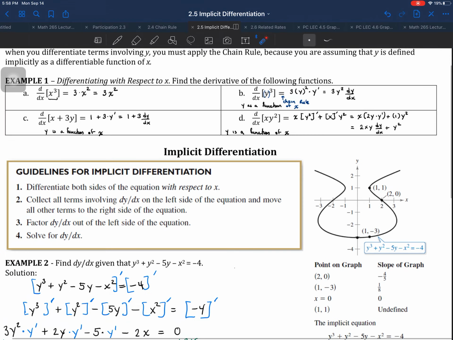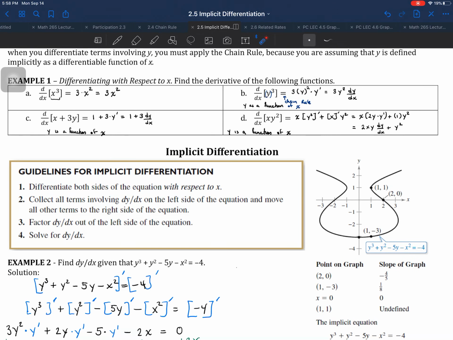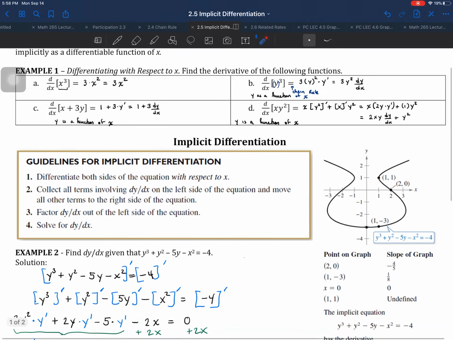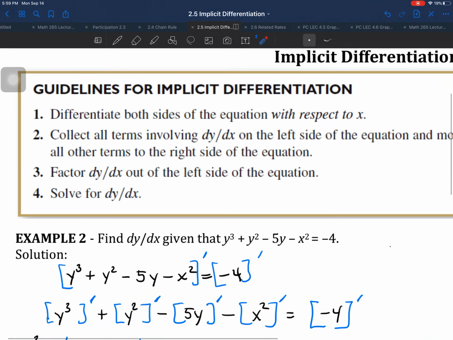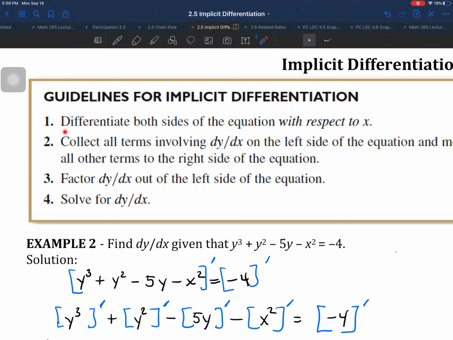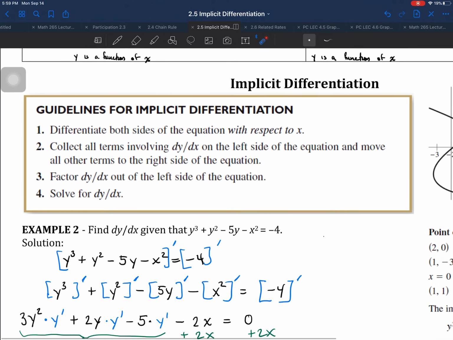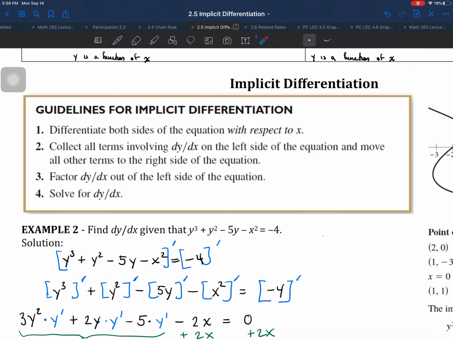All right, so we're gonna do a few more, but we have some guidelines we can follow. So when you differentiate implicit functions, we are basically doing the following. Step number 1, differentiate both sides of the equation with respect to x. So treat x as the independent variable and y as the dependent.